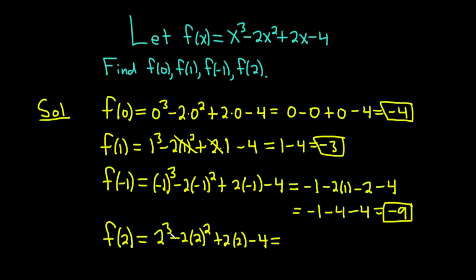This is equal to, let's see, 2 cubed is 8. And then we have minus 2 times 2 squared. So 2 squared is 4. And plus 2 times 2, that's 4. And then minus 4. So this is equal to, these 4's cancel, left with 8, minus 2 times 4 is 8, and 8 minus 8 is 0, so we end up with 0. So f of 2 is equal to 0.